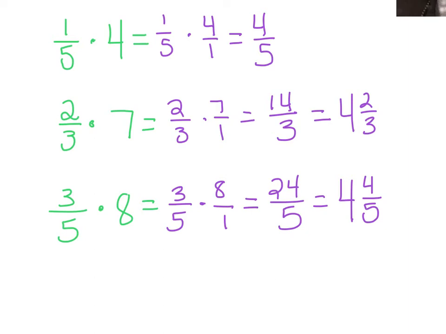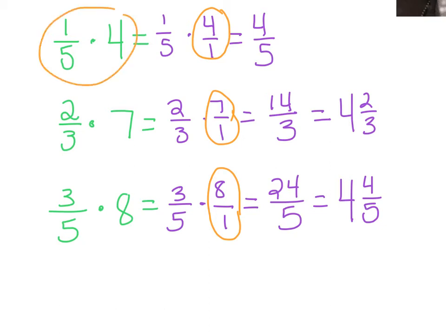Now, there's another way I can think of these problems when I'm solving them that won't require me to write the whole number as a fraction greater than 1, where the whole number is simply on top of 1. What I can think of instead is simply saying that this would be the same as saying 1 times 4/5. I still end up with 4/5.